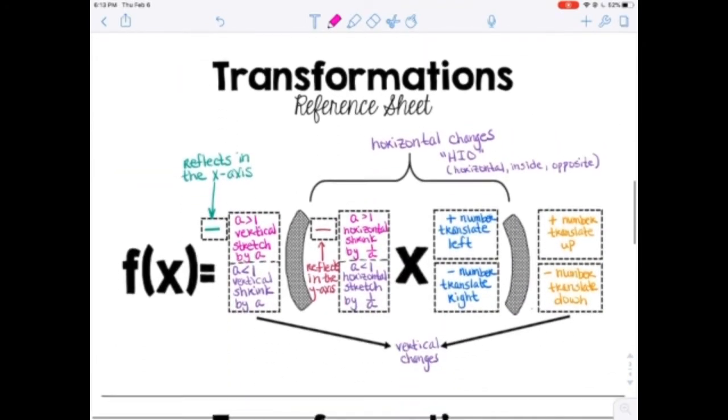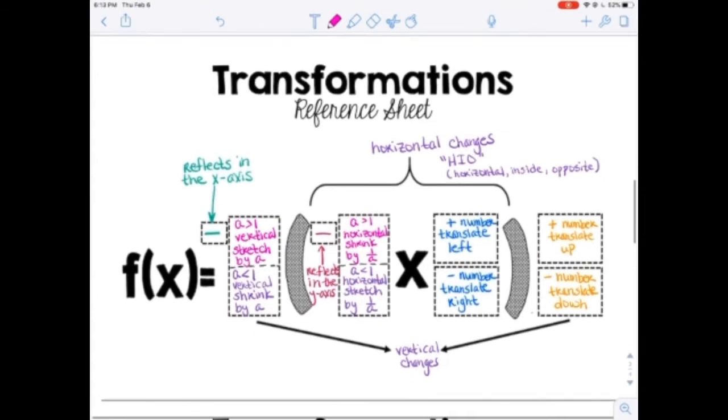I'm going to take a peek at a graphic organizer here that we introduced way back in chapter 1, and we filled this out. I've given you a copy of it for your notes today as well, and talk about all the things that we are doing. So the first thing we had was a negative sign out in front of parentheses. So that negative out in front of the parentheses is actually a reflection in the x-axis. Anytime you see a negative out in front of the parentheses.